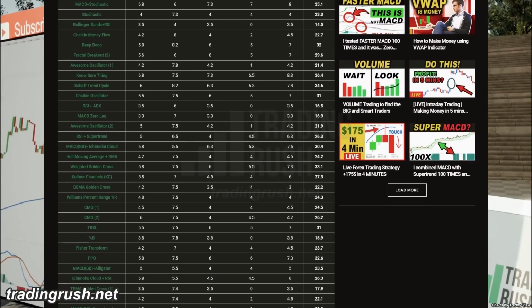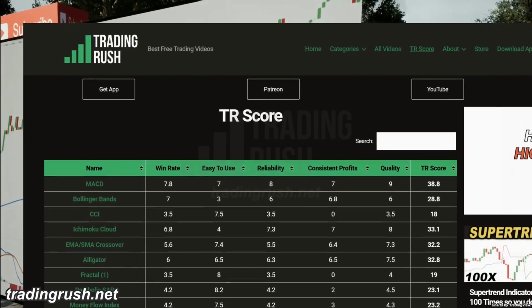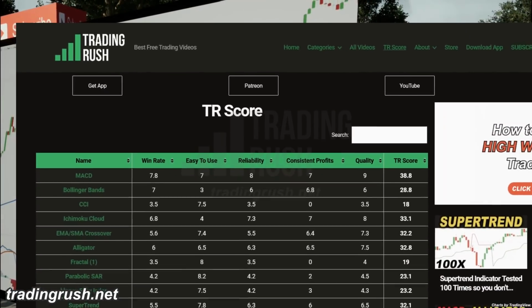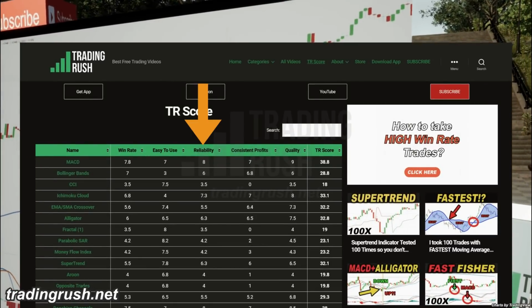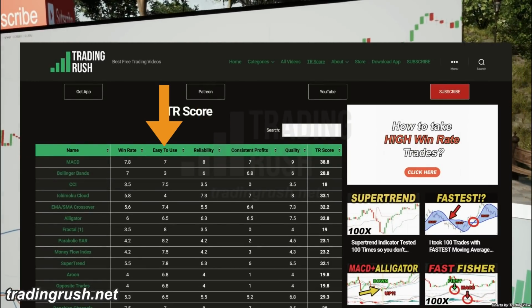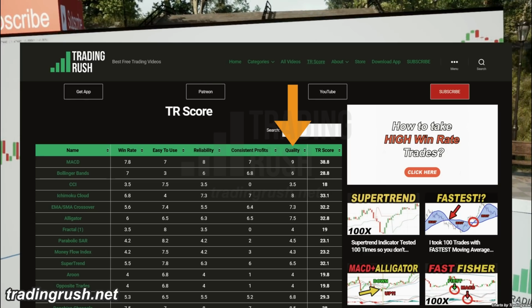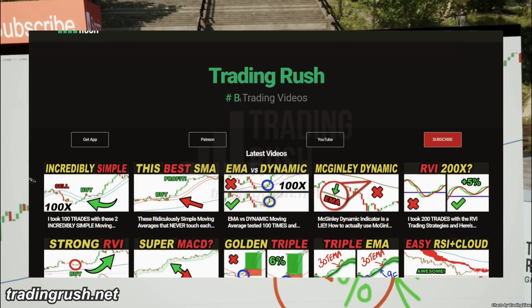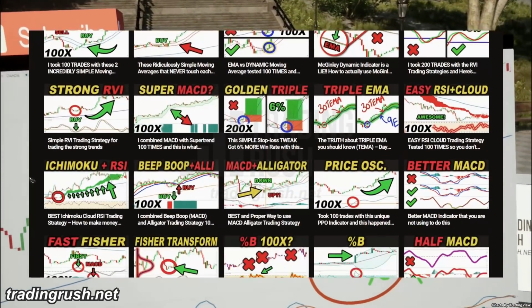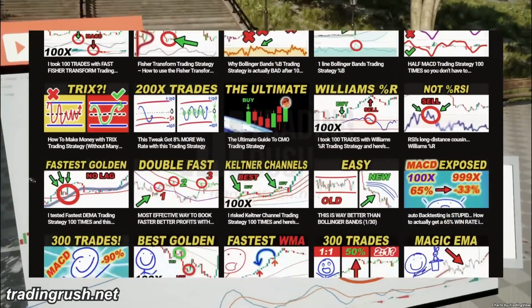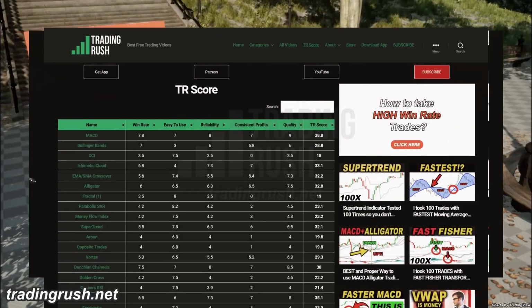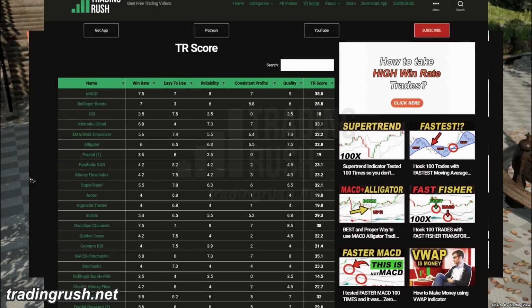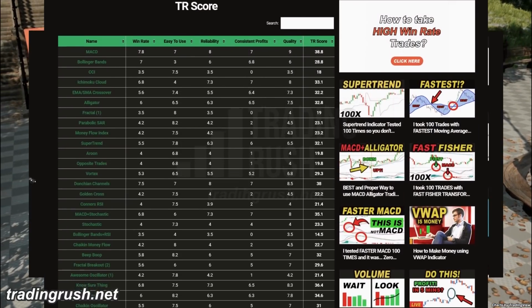We even gave them a Trading Rush score, or TR score for short, to not only compare the strategies by win rates, but also by reliability, consistent profits, easy to use, and quality of trades category. If you have been watching Trading Rush videos for a while, or if you have looked at the TR score chart on the Trading Rush website, you might have noticed an interesting pattern in the data we collected by taking more than 5,000 trades so far.